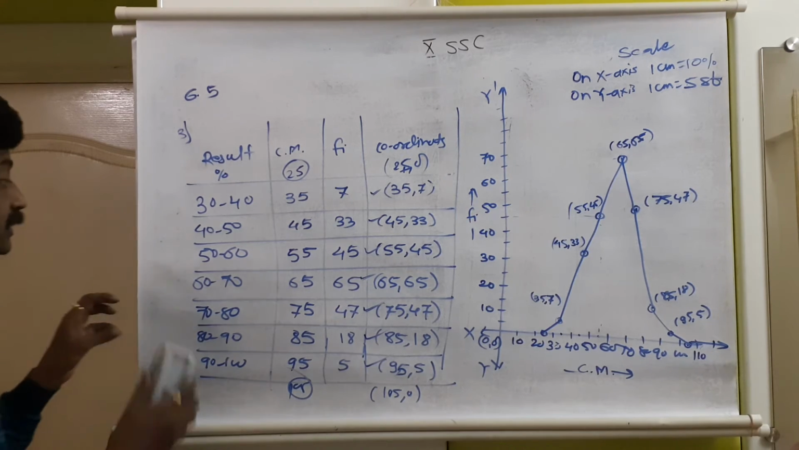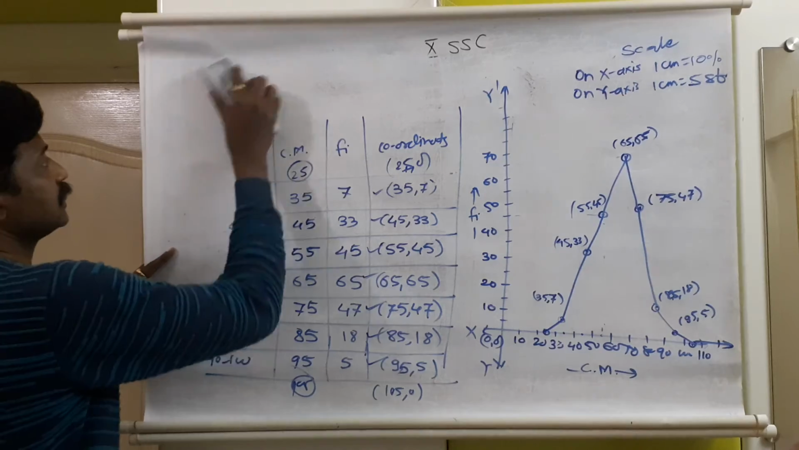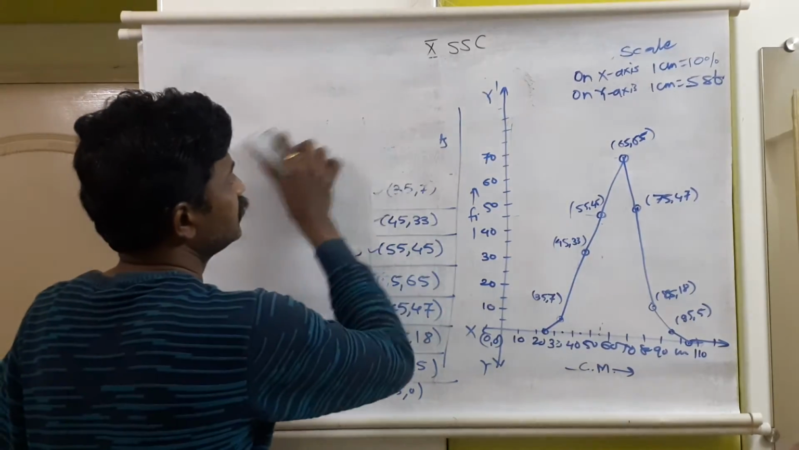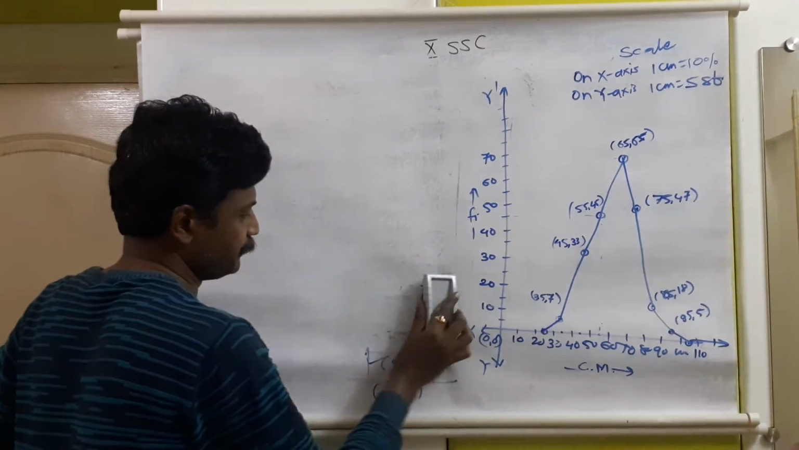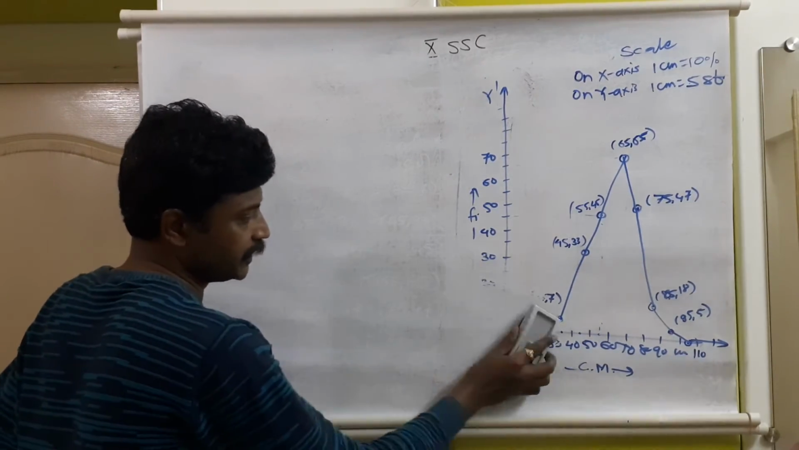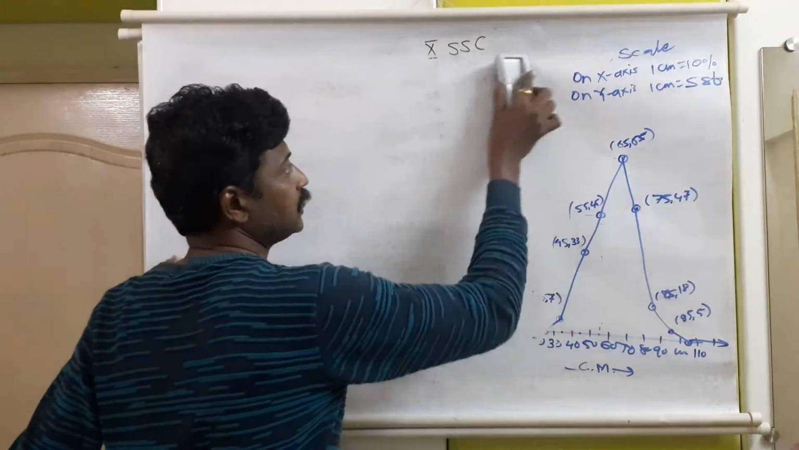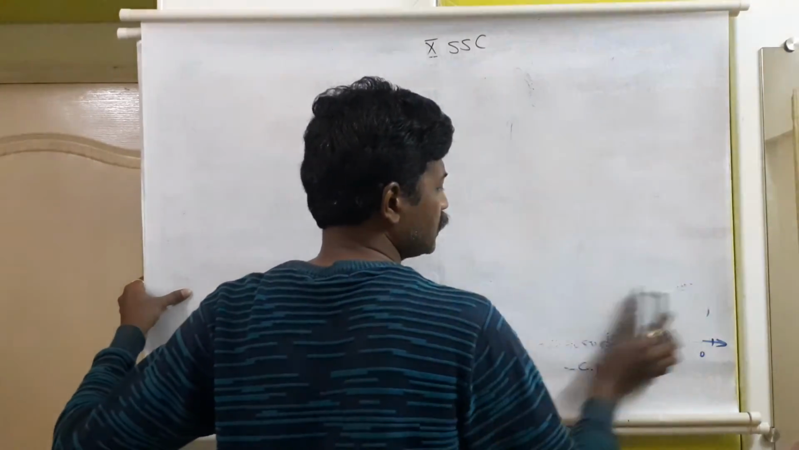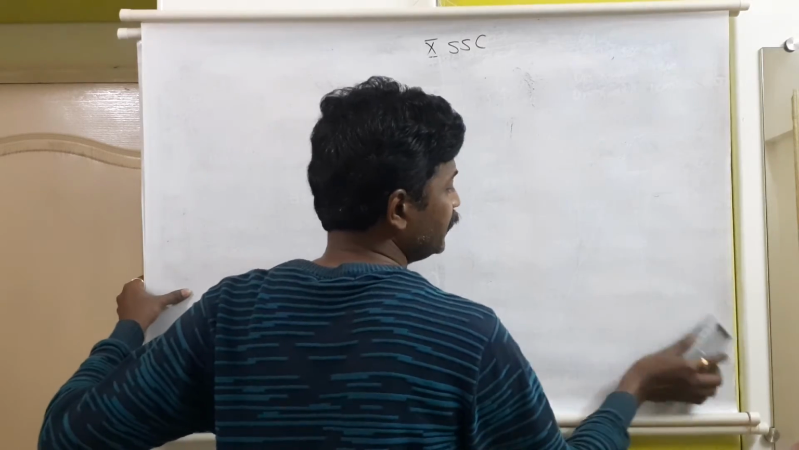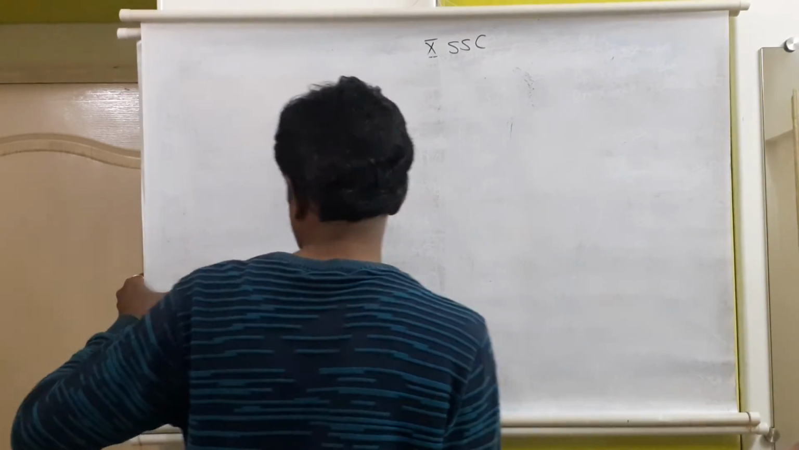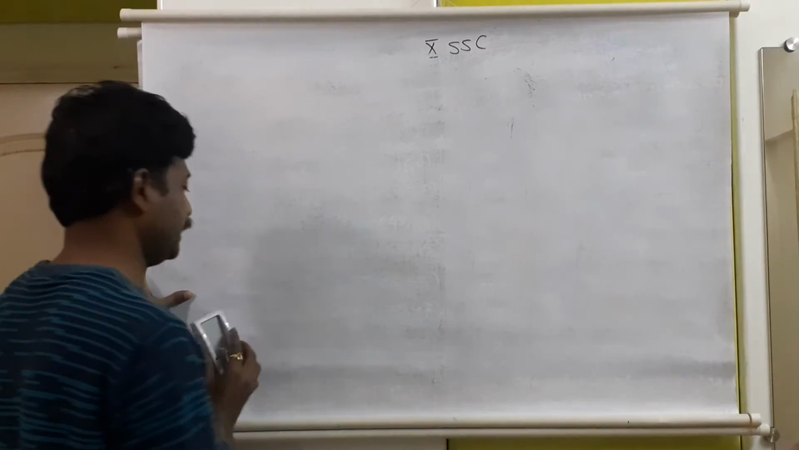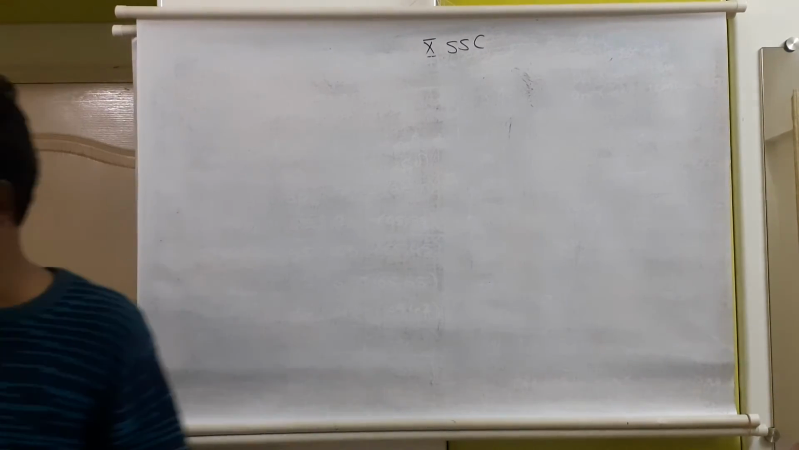Now we are studying the pictorial representation of statistical information, statistical data: histogram, then frequency polygon with the help of histogram, and frequency polygon without histogram. Another type is the pie diagram. Now what is a pie diagram? P-I-E, pie.